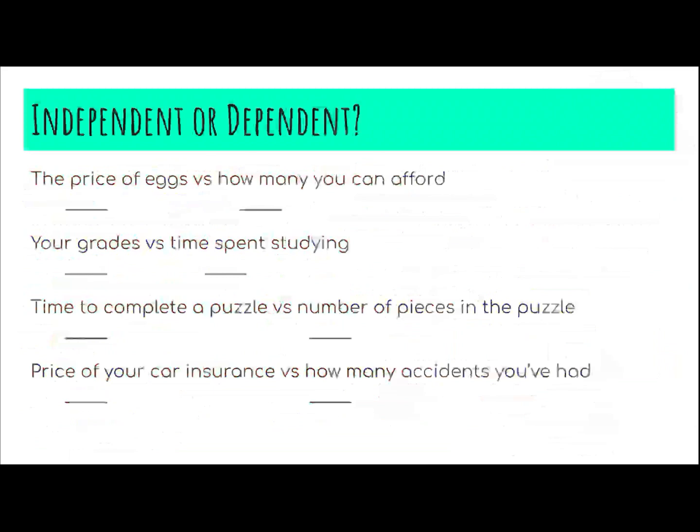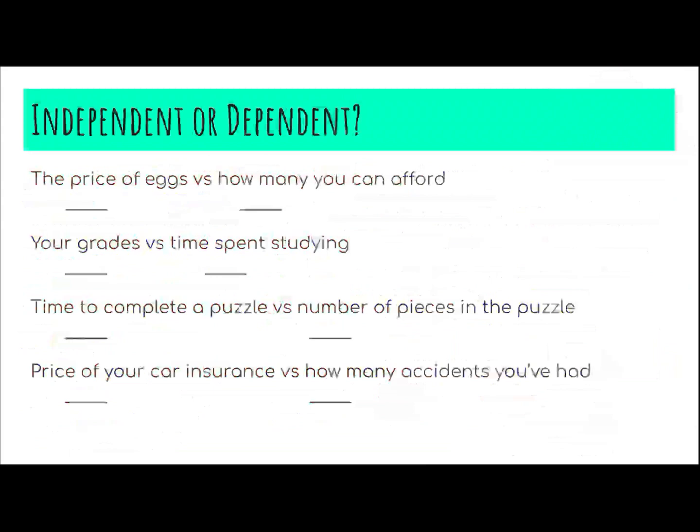The second example compares grades versus time spent studying. Your grades depend on the amount of time you spent studying. So the time spent studying is your independent variable and the grades are the dependent variable. The time to complete a puzzle also depends on the number of pieces in the puzzle. It wouldn't make sense to say the number of pieces in the puzzle depend on how long it took you to complete it. The puzzle had a certain number of pieces regardless, but the time it takes you to complete it depends on how many pieces there are.